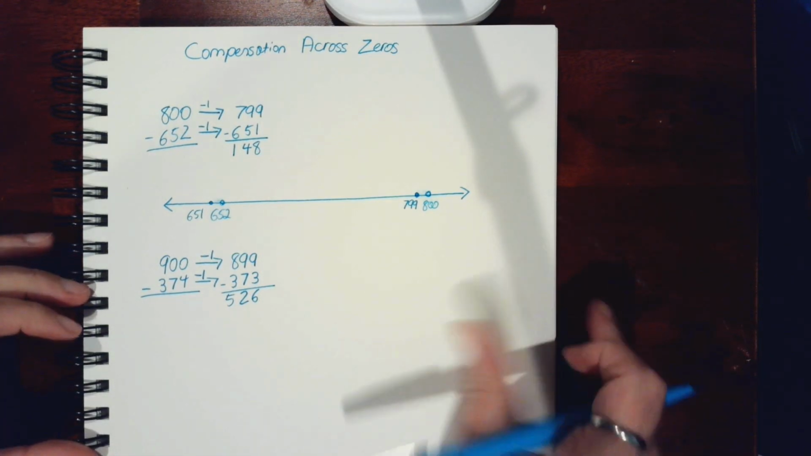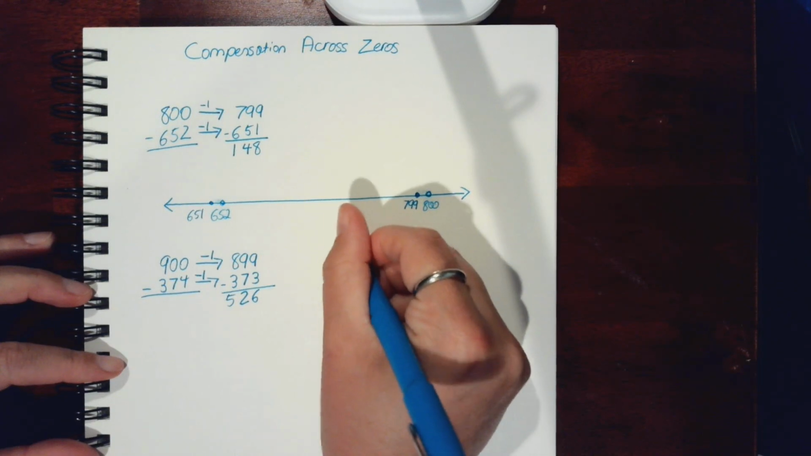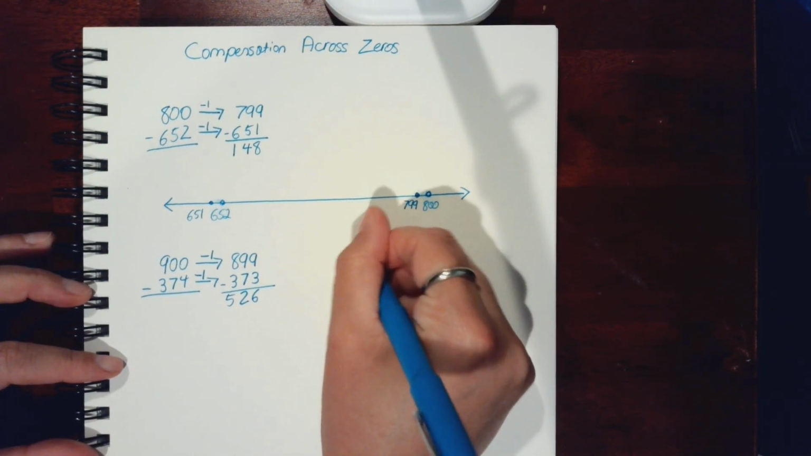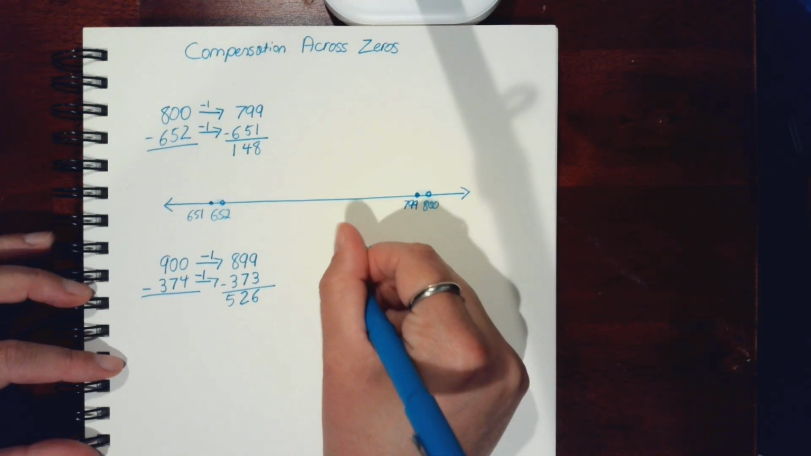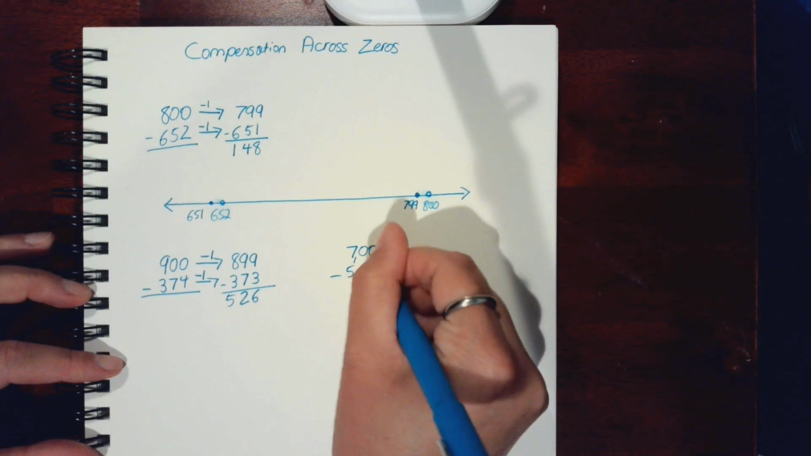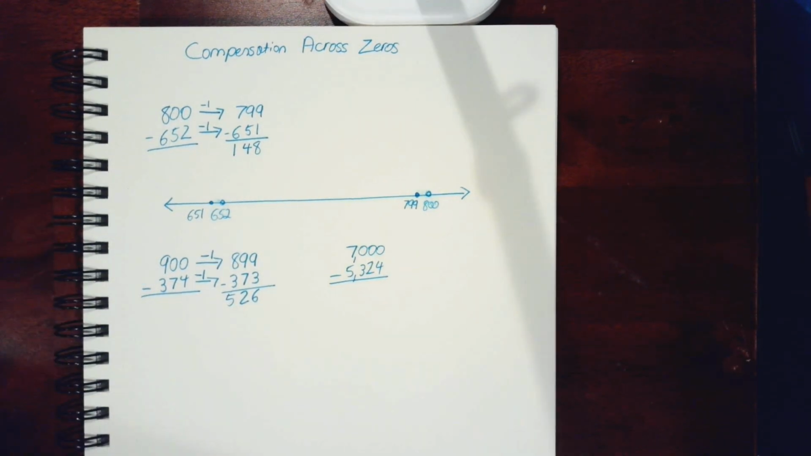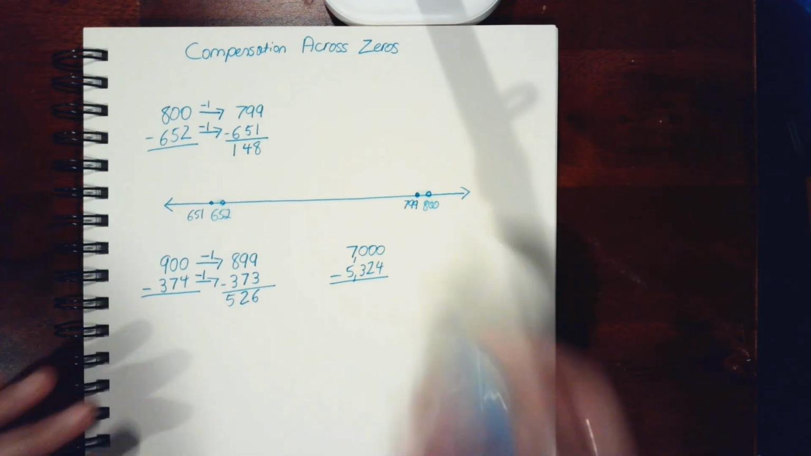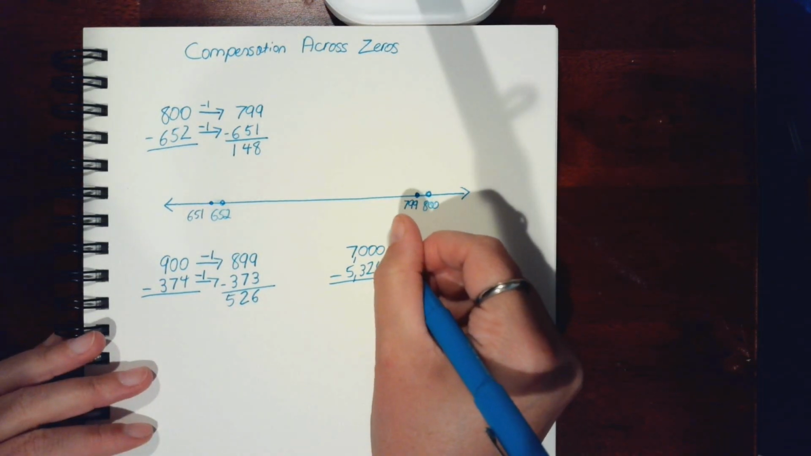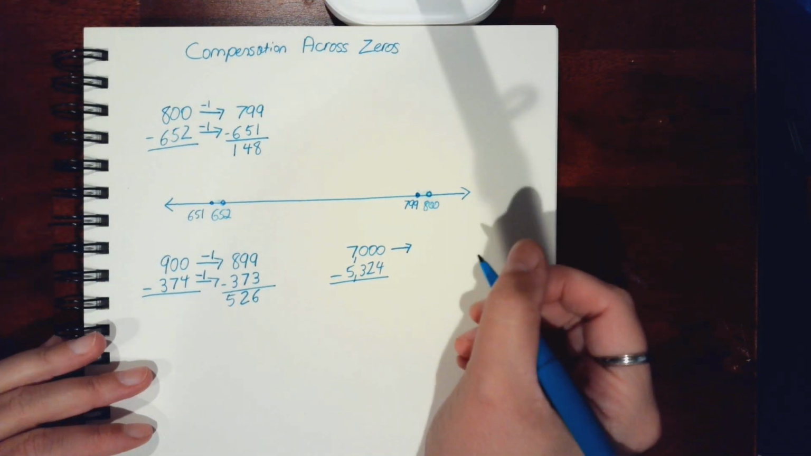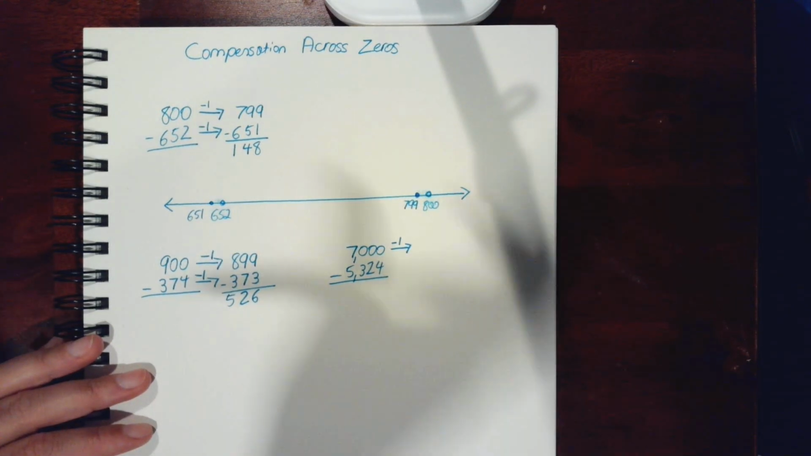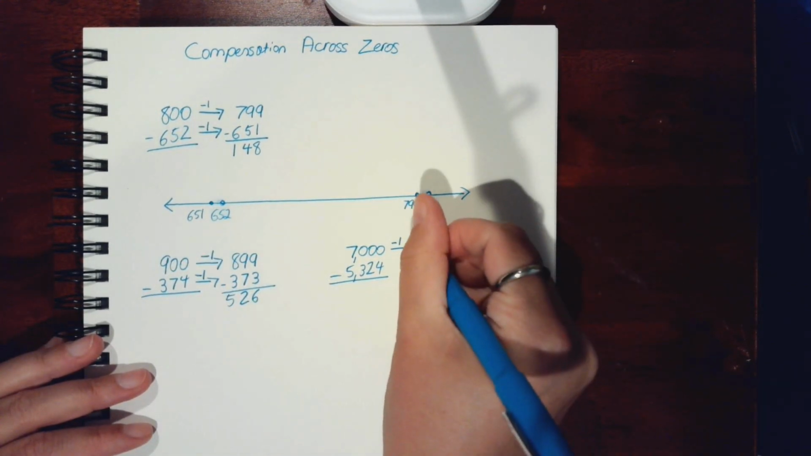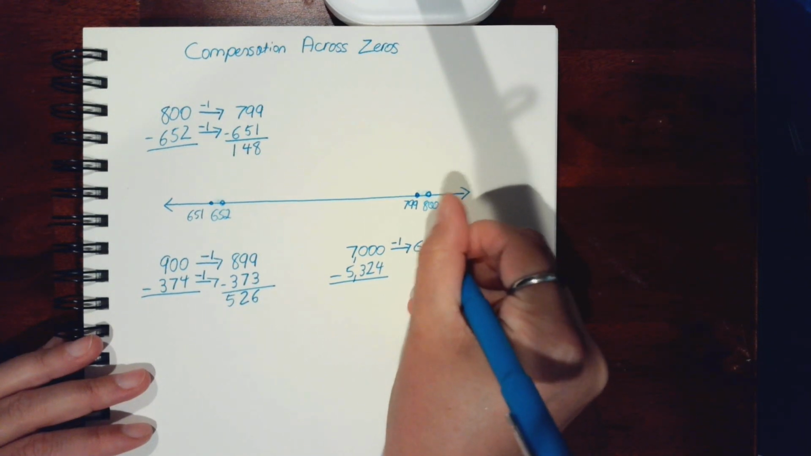Now let's do a couple if we're in the thousands. So let's say we do 7,000 minus 5,324. Again, you're going to do the same thing where you're just going back 1. So if you had to count by ones to 7,000, the number that you would say if you took away 1, or the number right before 7,000, would be 6,999.